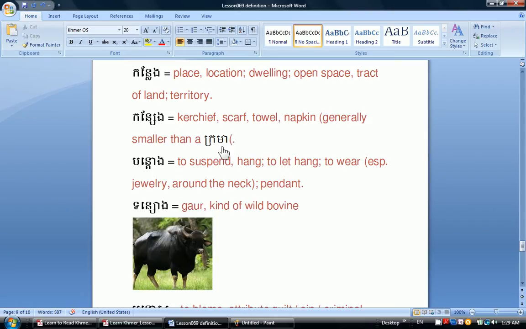Grama is also a scarf, but it is bigger than consang. Bantao means to suspend, to hang, to let hang, or to wear, especially jewelry around the neck or a pendant. Tunsao is a gaur or a kind of wild bovine. So this is tunsao.